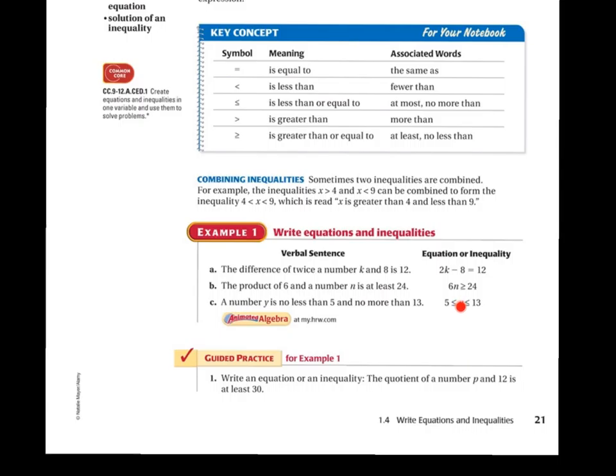Then our third one, a number y is no less than 5 and no more than 13. Okay, so we have our y in the middle here. No less than 5, so it can't be less than 5, so 5's on the bottom end. No more than 13, can't be higher than 13. So 5 is less than or equal to y is less than or equal to 13.